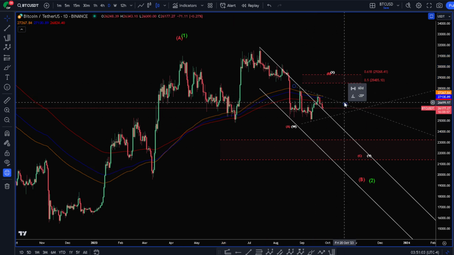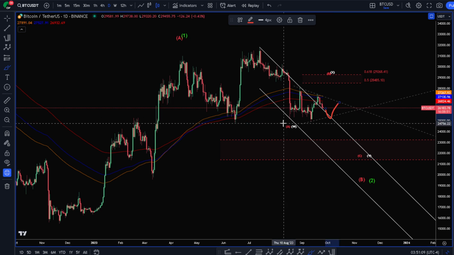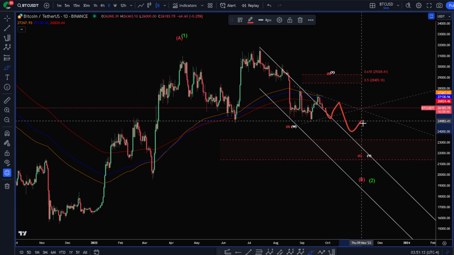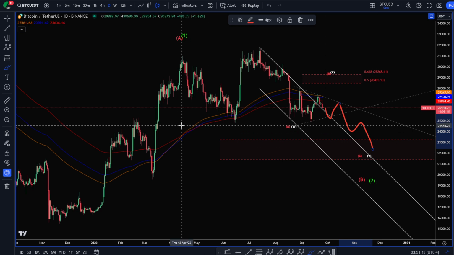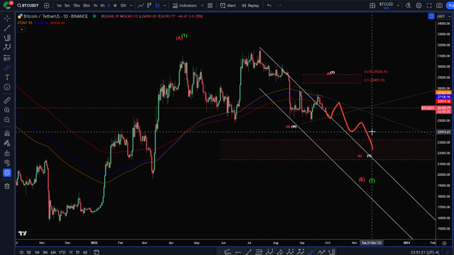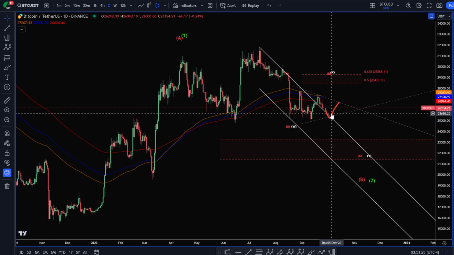Now that you have that in mind, how that would look is we just run out here in a triangle. It would be an A, B, C, working on a D, E, and then we come down in 3, and that would be our triple zigzag, W, X, Y, Z, and then we go for further upside, right? Correcting our B wave in a larger degree.